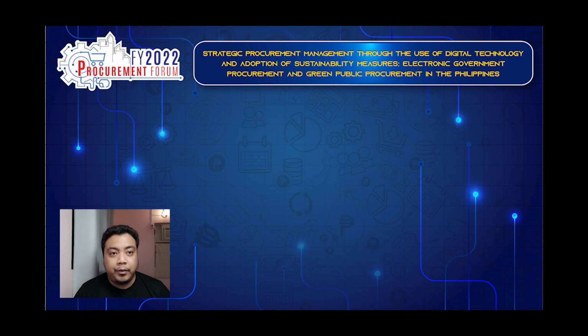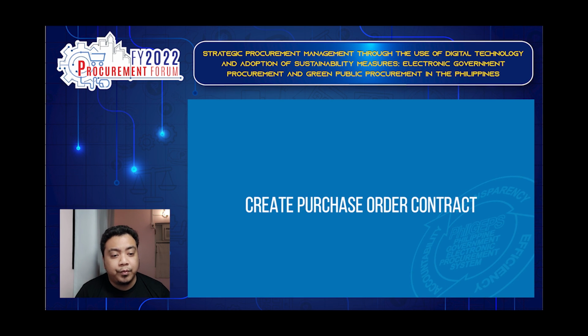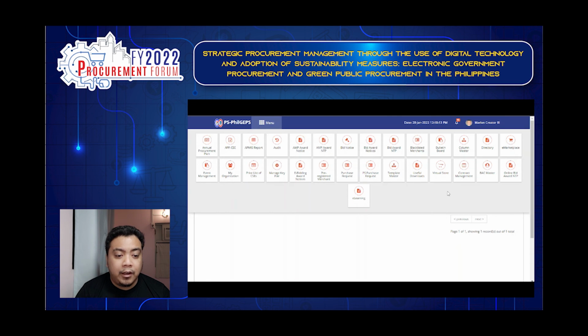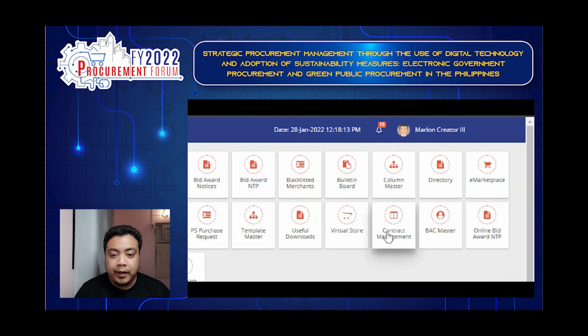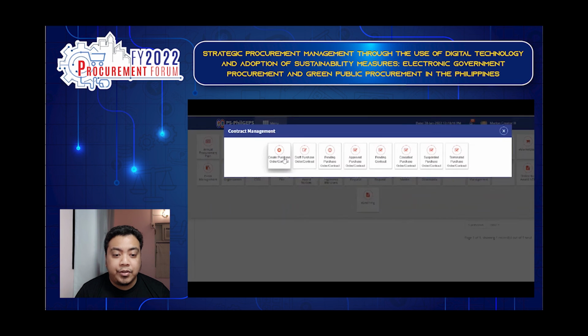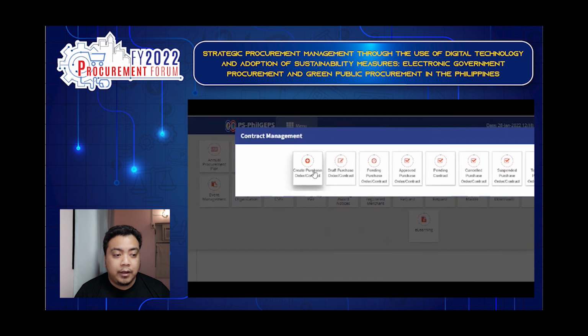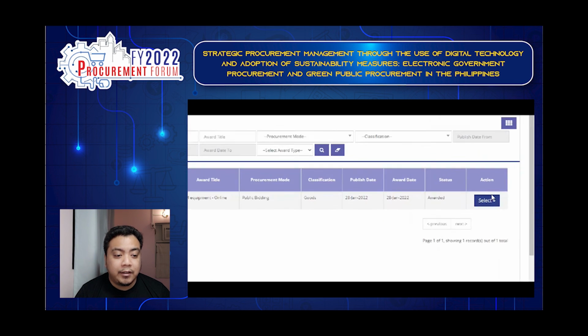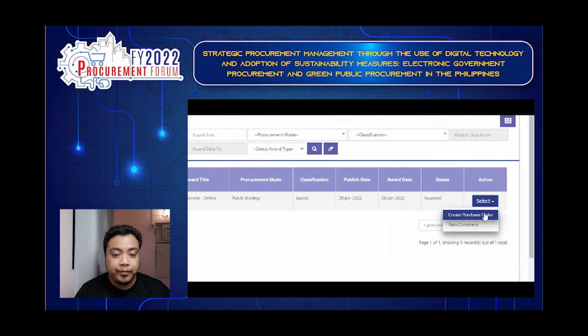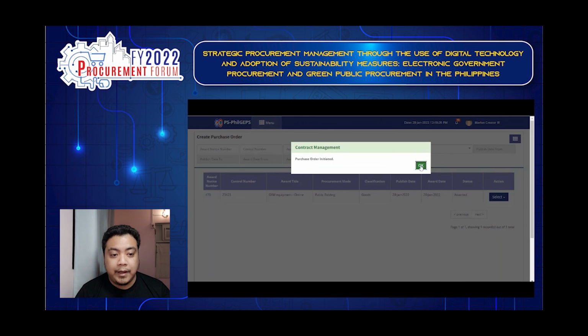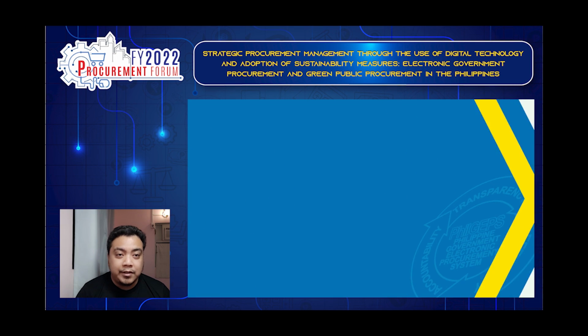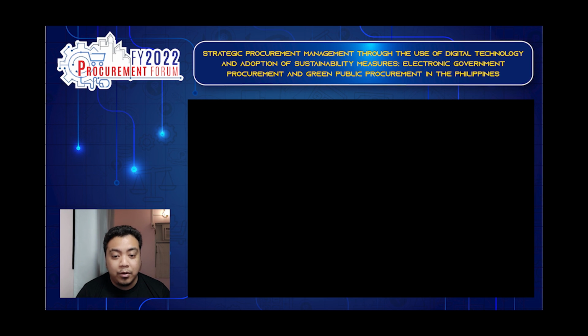And now for our last module, which is the contract management. So I will discuss first the creation of the purchase order contract. So under the menu, just click the contract management, and then click the create purchase order or contract. And then under the action, click to select, then create purchase order. So by that, we initialize the information needed under the PO.